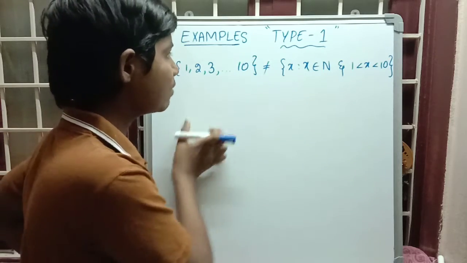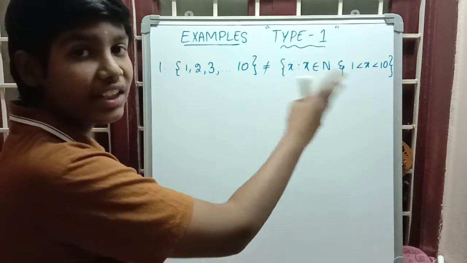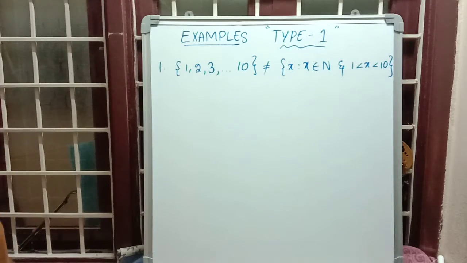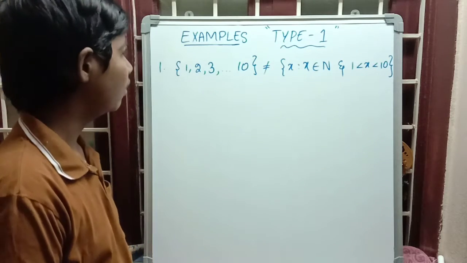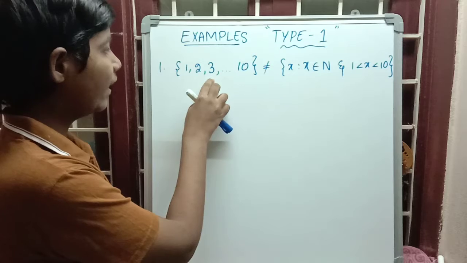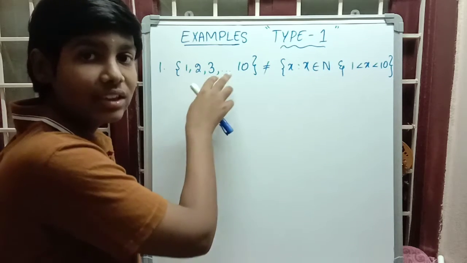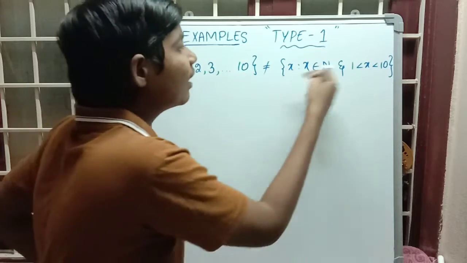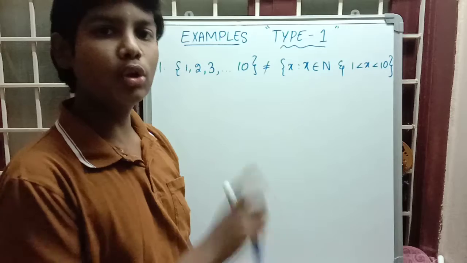There is an LHS part and an RHS part, given not equal to. Why we have to state the reason here. This is one set, and this is the other set. Two sets are given: 1, 2, 3, and so on up to 10, in roster form, and another set given in set builder form. To compare, both should be equal.